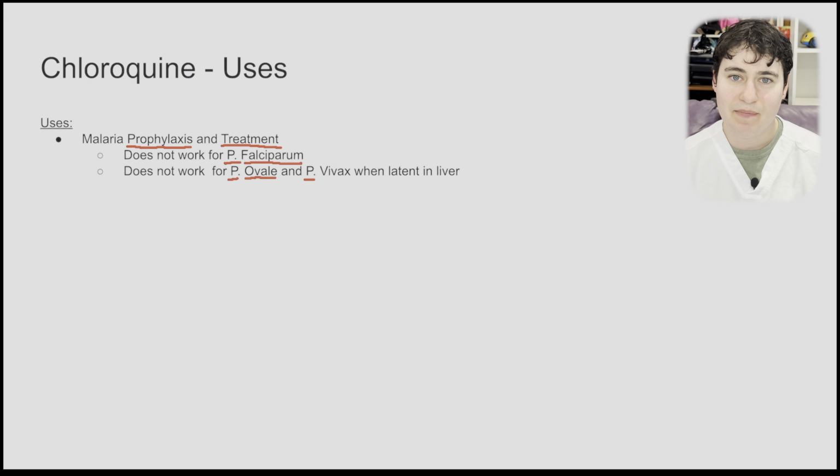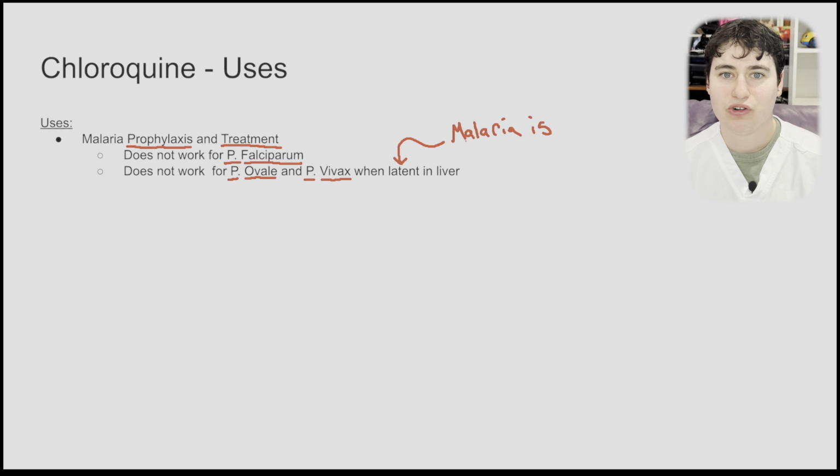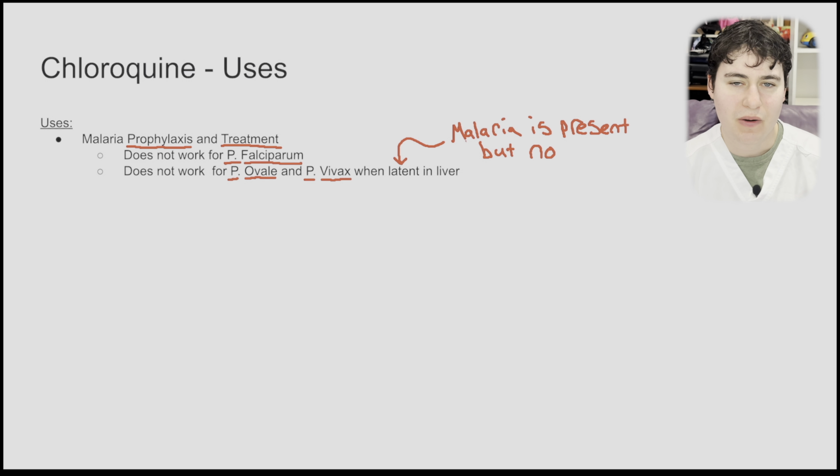The reason why those two strains are not going to work with chloroquine is because when the parasite, Plasmodium, infects the host, the person that got infected, the parasite will become inactive, will become something called latent in the liver cells. Now, chloroquine will not act on Plasmodium when it is latent, when it is inactivated and just dormant in the liver cells. It will only work when Plasmodium is in the bloodstream.